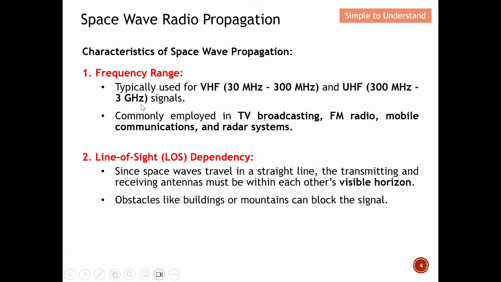So space wave propagation is commonly employed in TV broadcasts, FM radio, mobile communication, and also radar systems. Basically these are the applications of space wave propagation. Next, the line of sight: they depend highly on it. Since space waves travel in a straight line, the transmitting and receiving antennas must be within each other's vision horizon, which means they are able to look at each other. For example, obstacles like a building or mountain can block the signal, and hence we can't classify it as space wave propagation anymore.